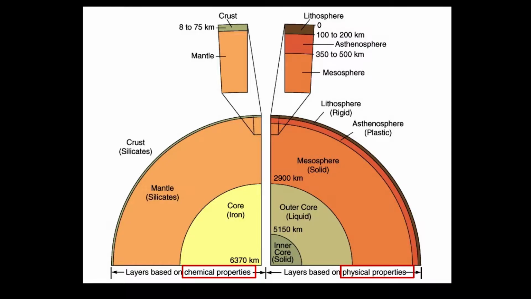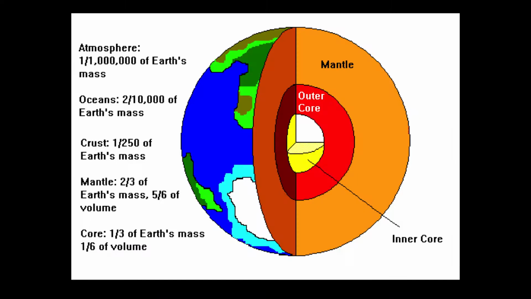Let's add to this description some numbers to provide some perspectives on the volumes and masses of various layers. The crust has 1/250th, or 0.5%, of the Earth's mass. The mantle has about 2/3, or 67%, of the Earth's mass. And the core has 1/3, or 32.5%, of the Earth's mass. In other words, the mass of the crust is tiny compared to that of the core or the mantle.